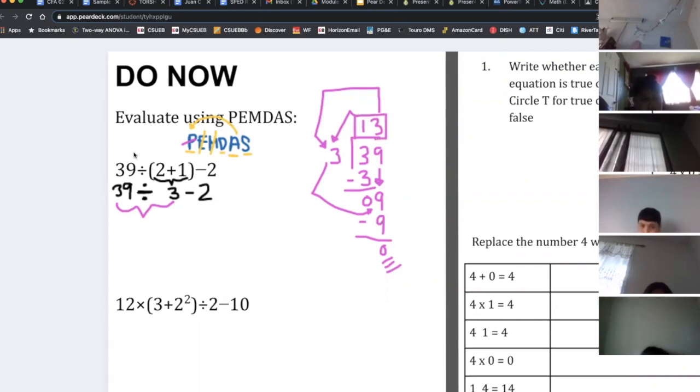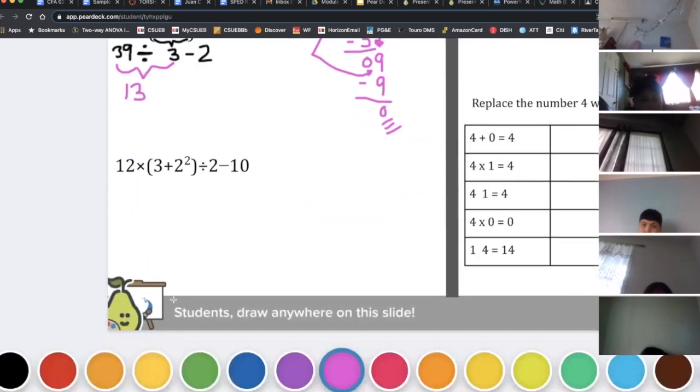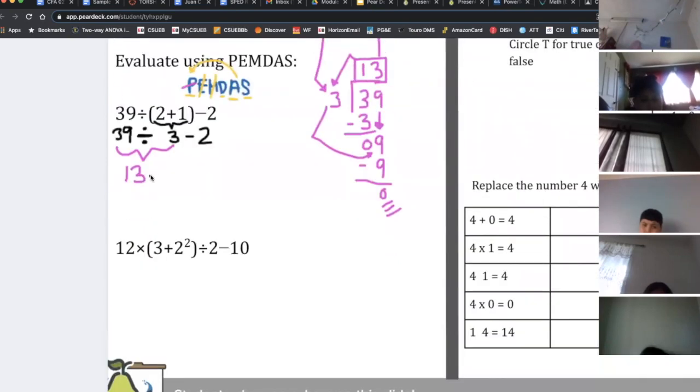Thank you, Brita. Thank you, Ernesto. Thank you, Darlene, Yesenia, Kayla, Yasmin, and Ximena for letting me know in the chat. 13. I'm going to rewrite the expression minus 2. I think from here we can all do 13 minus 2, which is 11. This is going to equal 11. Thank you, Angel. Please call on another student for me.